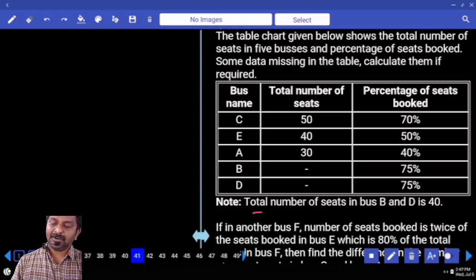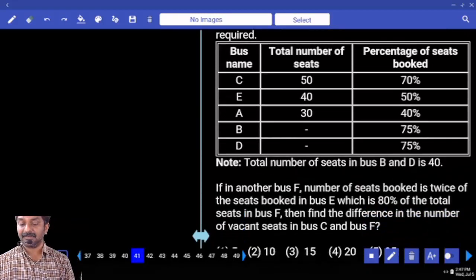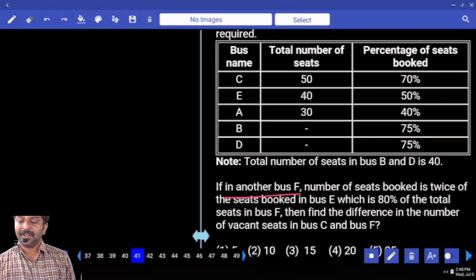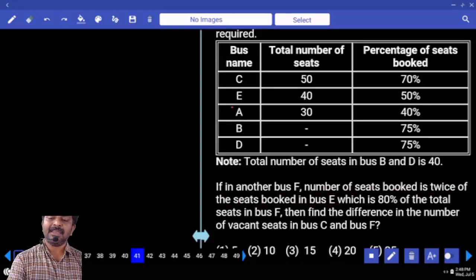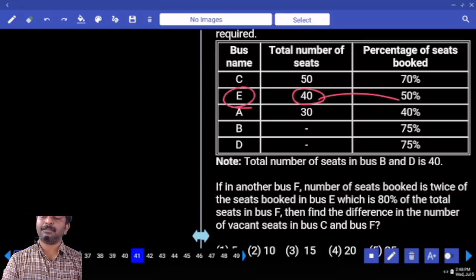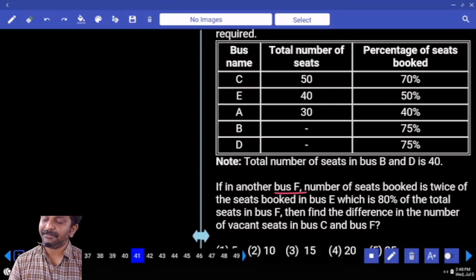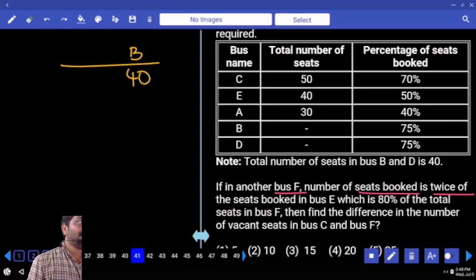It is mentioned that the total number of seats in bus B and D is 40. Is it about the number of seats or booked seats? Number of seats only. Okay, continue. For another bus F, the number of seats booked is twice the seats booked in E. In E, out of 40, what percentage are booked? How much is that? 20. In F, the number of seats booked is twice that number only. So how many are booked in F? 40.